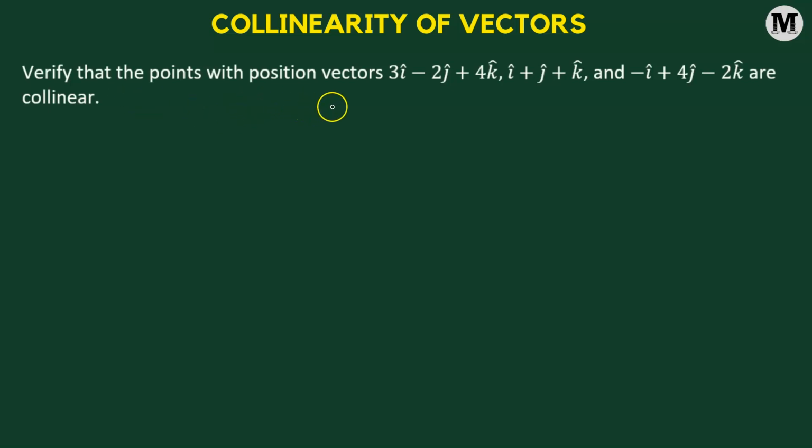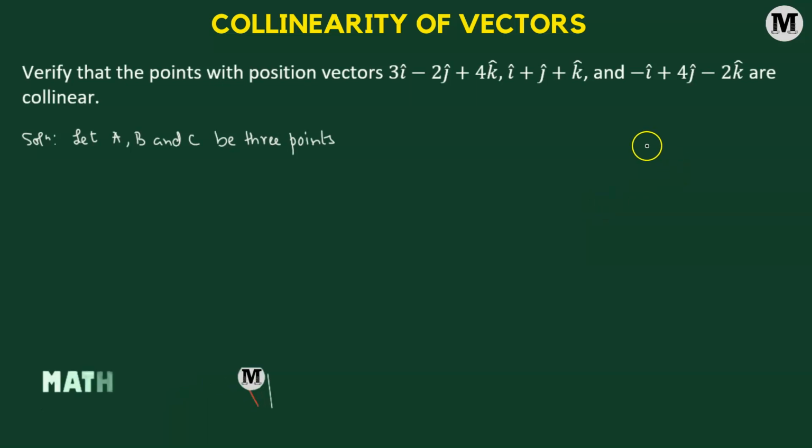Verify that the points with given position vectors are collinear. Okay, let us begin. Here, we're going to consider three points A, B, and C. Now, we will consider another point O, and let's say point O is the origin of some coordinate system. With respect to this origin, we can define the position vectors of points A, B, and C.